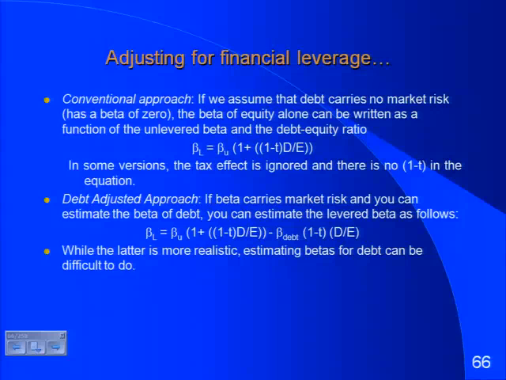Now, you're going to run into a few people who are pains in the neck. So you'll do this beta adjustment, and the guy will put up his hand and say, how come you're assuming the beta of debt is zero? Just to show you he knows this stuff. Here's how you get back at him.